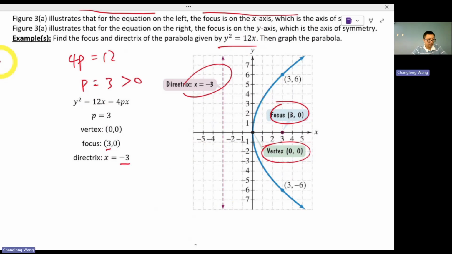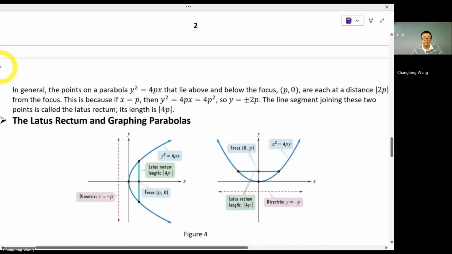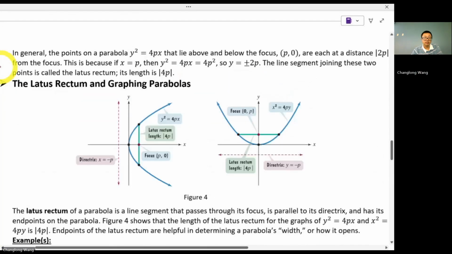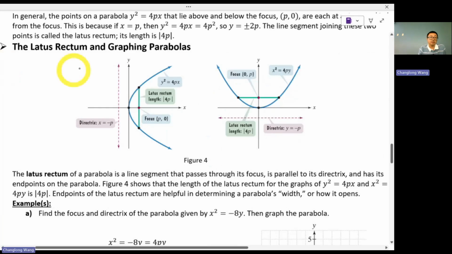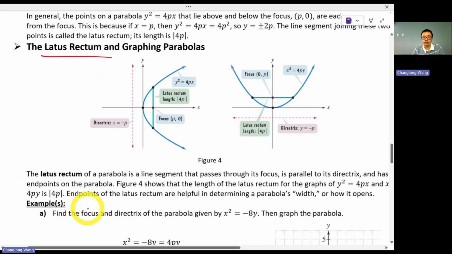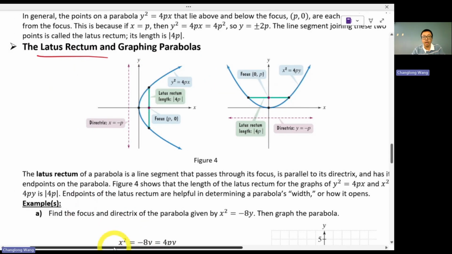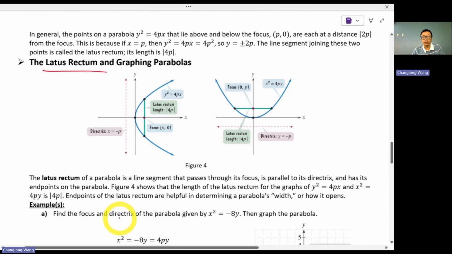Right. So now take a look at something called the latus rectum. I think that's not very common now for you to work out, but it's still a very simple measurement.